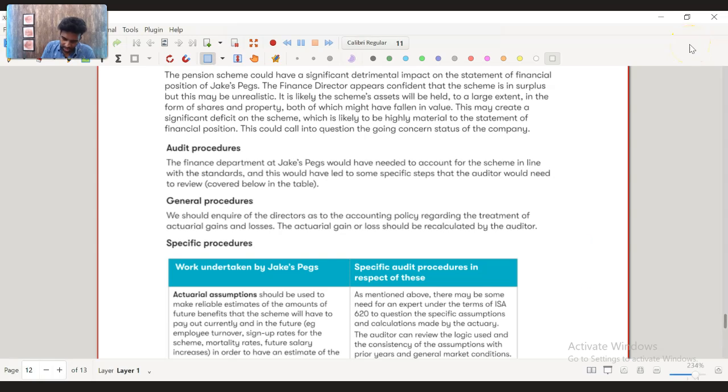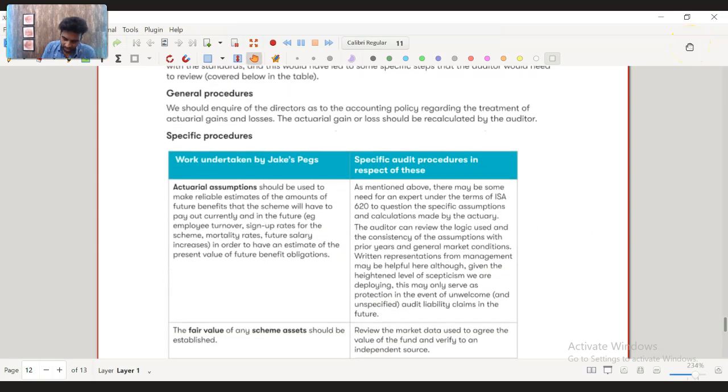Now, post that, the specific audit procedures that we need to do, definitely a major procedure will be in relation to the actuarial assumptions. Like what are the assumptions taken by the actuary with respect to this calculation of the scheme assets. So whether the assumptions make reliable estimates of the amount of future benefits of the scheme.